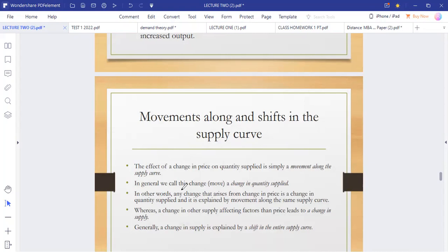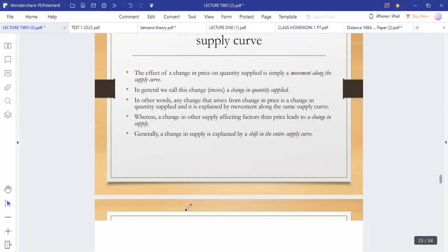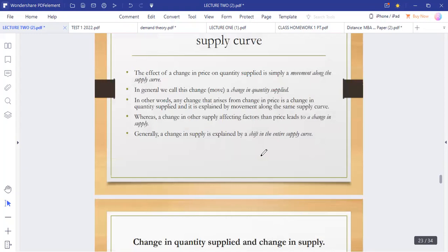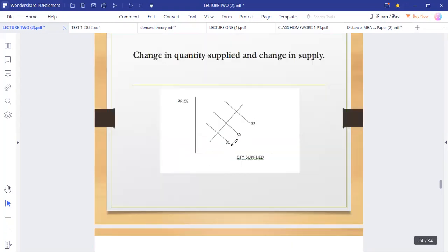Then when we go to the movement, these two undertake movements along the supply curve or a shift, depending on what is being done. So a shift in the supply can move from S0 to S1 or S0 to S2, depending on the factors that affect supply being altered. The effect of a change in price on the quantity supplied will simply cause a movement along the curve. But changes in other factors other than price will actually cause a shift of the entire supply curve. So there are factors that cause movements along supply, and factors that cause a shift.